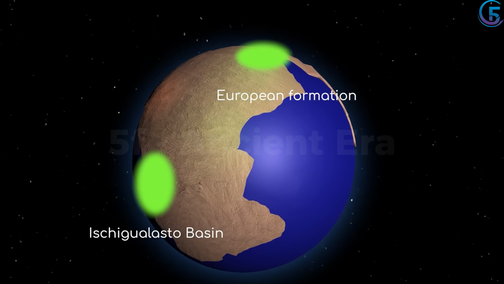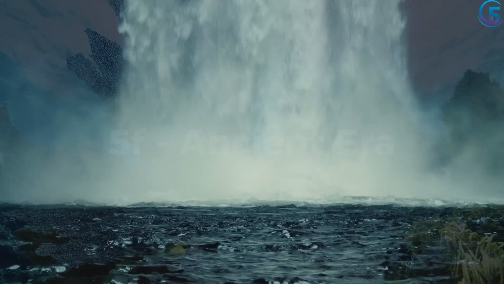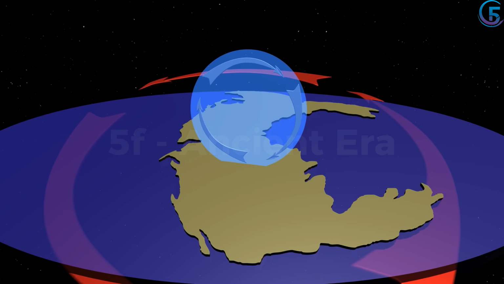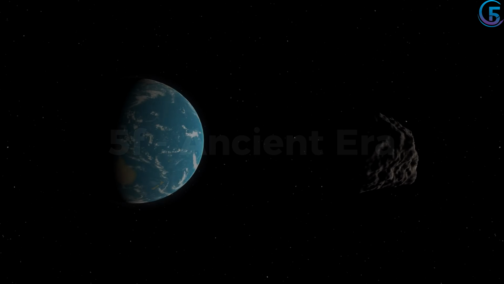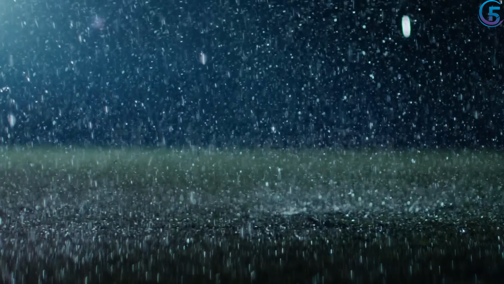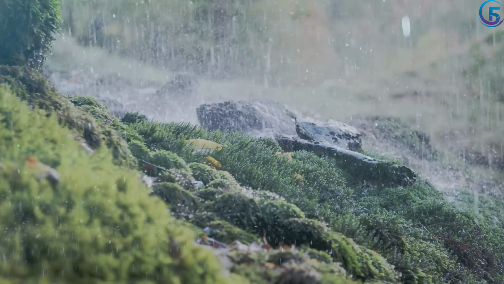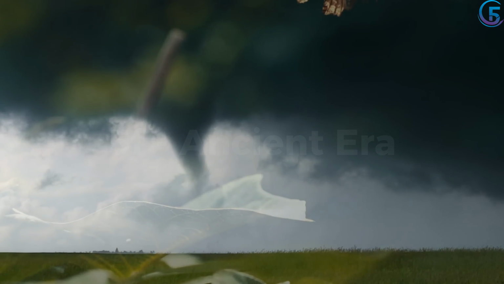This mass extinction was triggered by massive volcanic eruptions associated with the Central Atlantic Magmatic Province, CAMP. These eruptions released vast amounts of carbon dioxide and sulfur dioxide into the atmosphere, causing rapid global warming, ocean acidification, and widespread anoxia in marine environments.